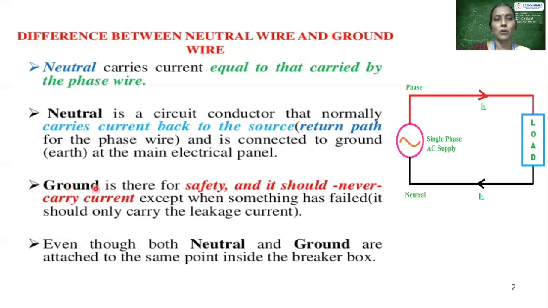So coming to the ground wire. In normal cases, the ground wire is not going to carry any current. So during a fault or due to any leakage of current, only in that case is the ground wire going to carry the current. So that is the difference between the neutral and ground wire.